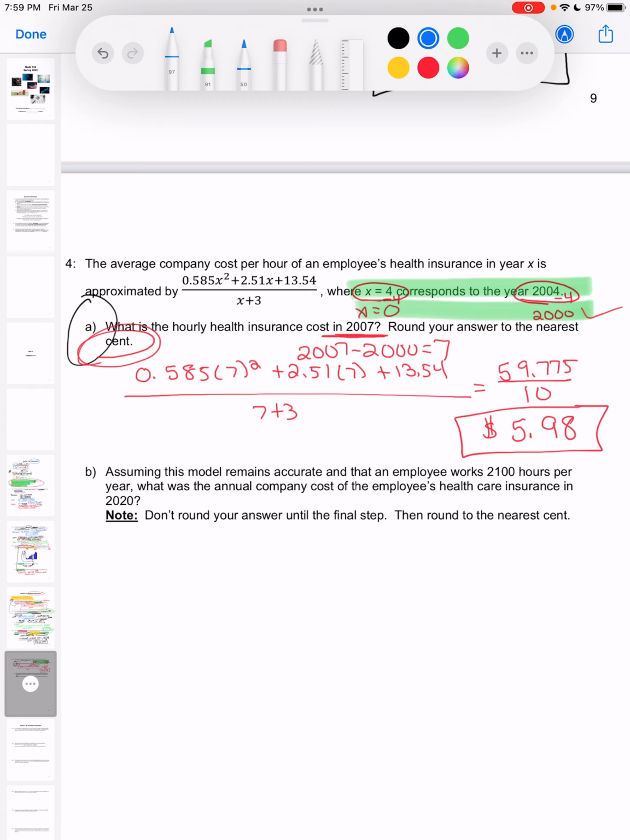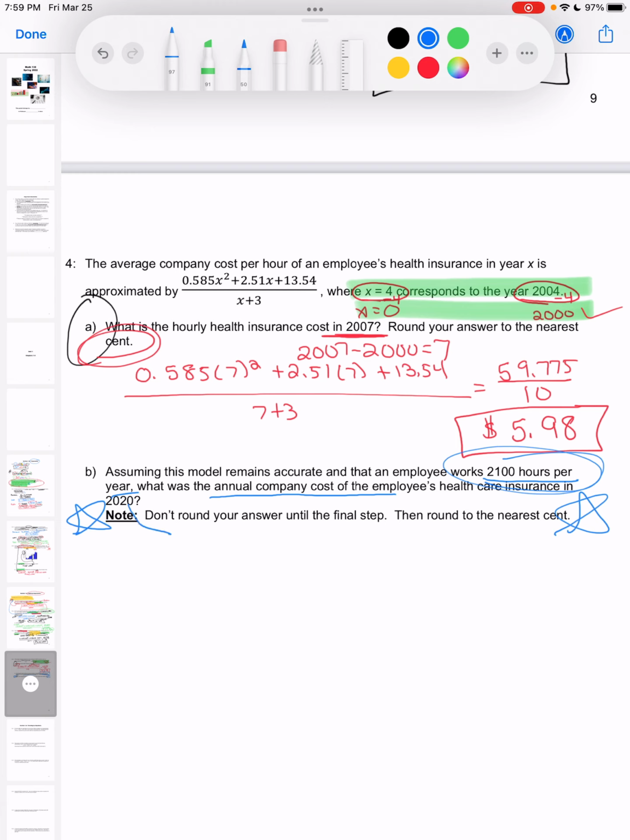You don't have to pause it. So we're going to assume this remains true, and we want to know that an employee works 2,100 hours per year. What was the annual company cost? Now here's a note to remember: this is going to take 2 steps. So it's going to work like A, but then there's going to be an extra step at the end because I told us that 2,100 hours, so I have to take that into account. So don't round until the end. I'm not going to round until I'm ready for the very, very end.